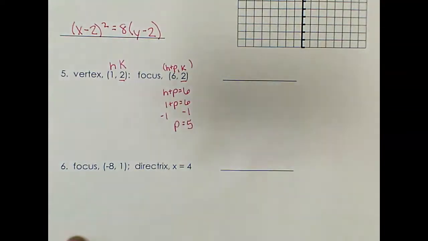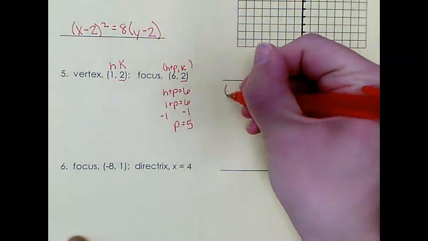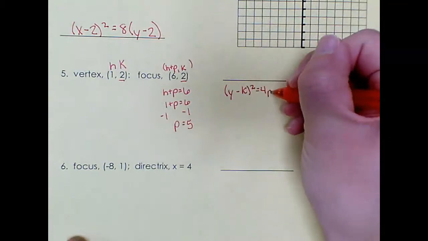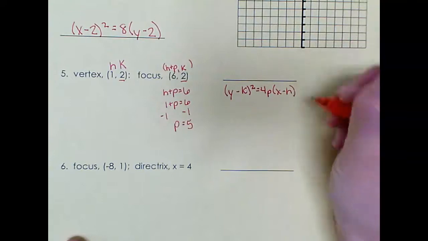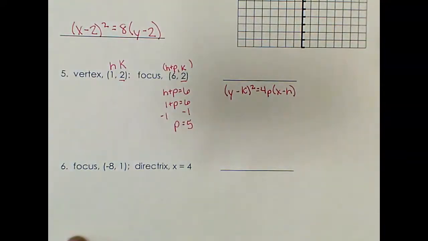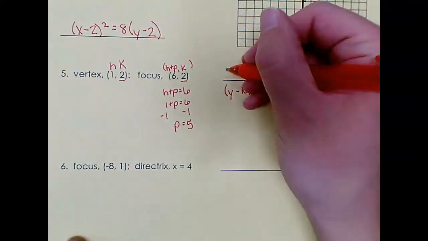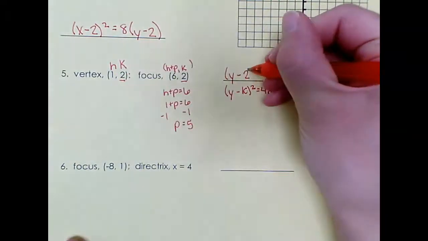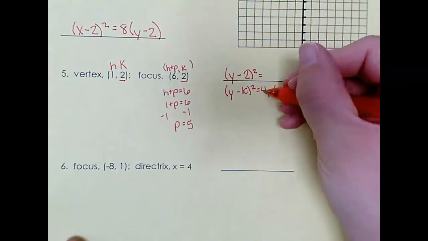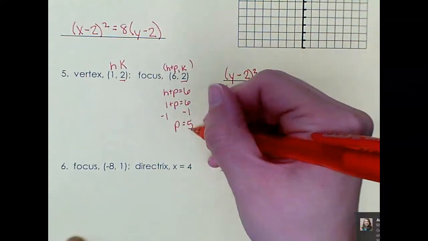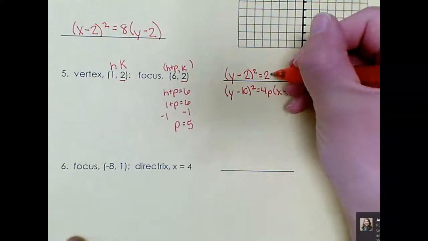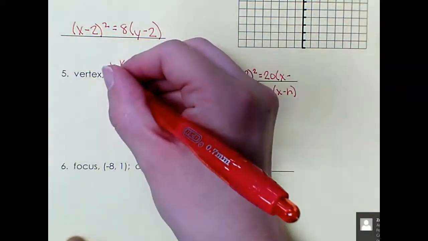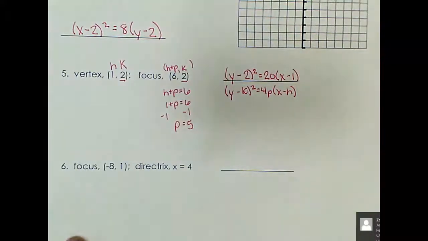So whenever I rewrite my standard form, y minus k squared equals 4p times x minus h, I can just take all of my values and substitute them in the right place. So I have y minus k, which is 2, squared, equals 4 times p, well p was 5, so 4 times 5 is 20, times x minus h, and h is 1. There we go.